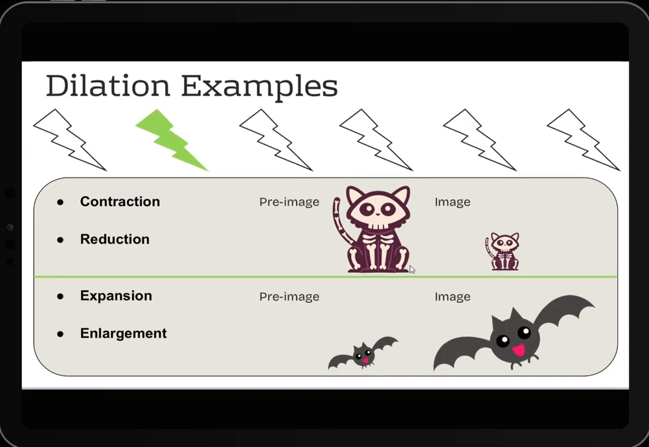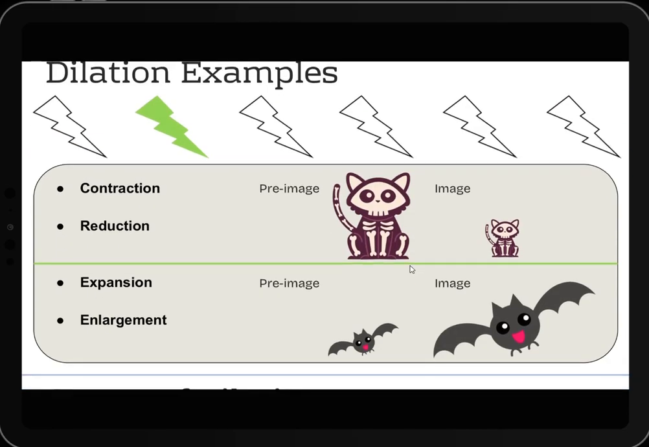Let's take a look at the two different cases of dilation. You can have what we call a contraction or a reduction versus an expansion or an enlargement. In simpler terms, a contraction or reduction is where it gets smaller, and an enlargement or an expansion is where it gets larger. You're going to either increase or decrease the size of a figure depending on your scale factor, which we'll address later.